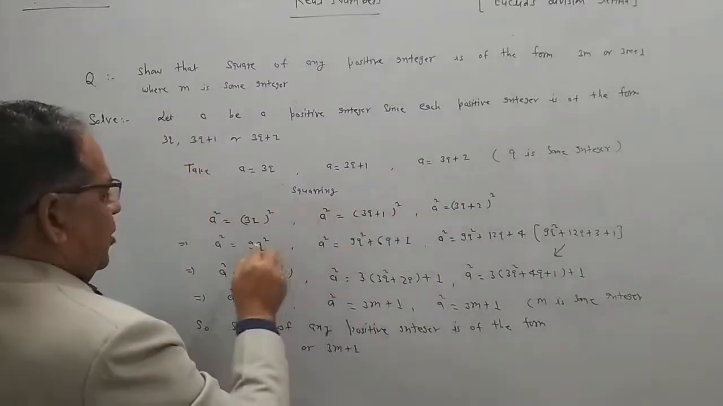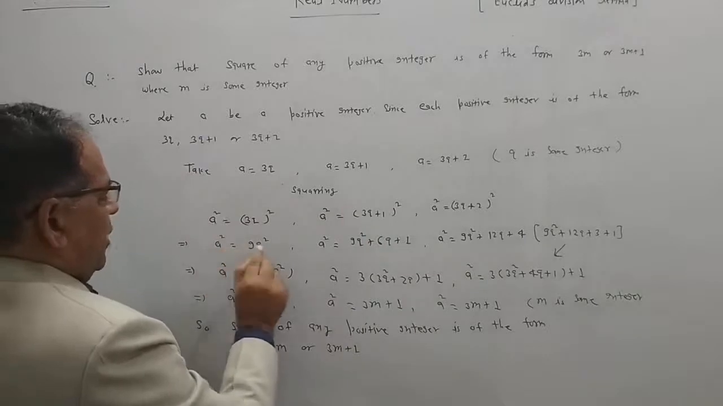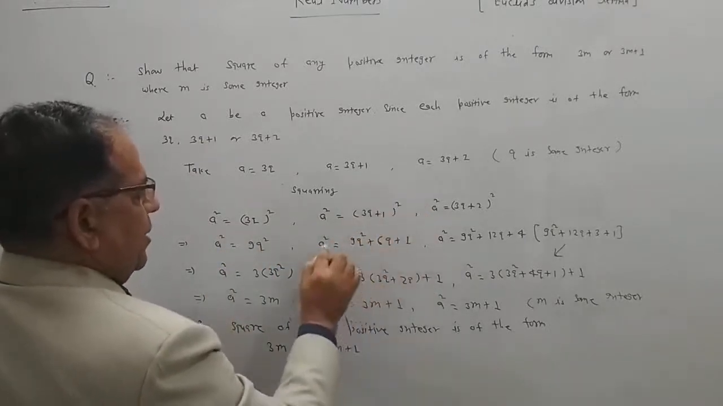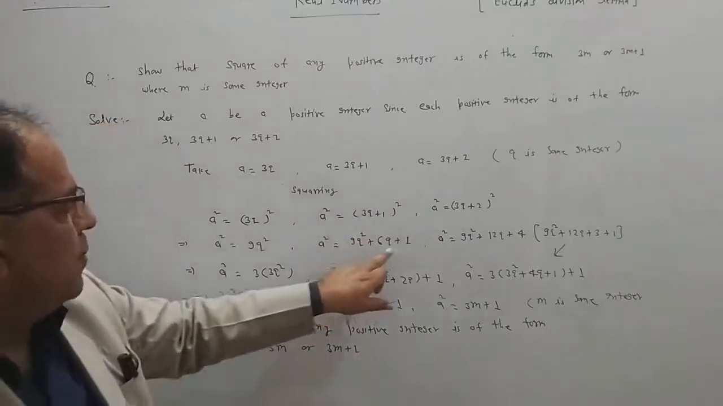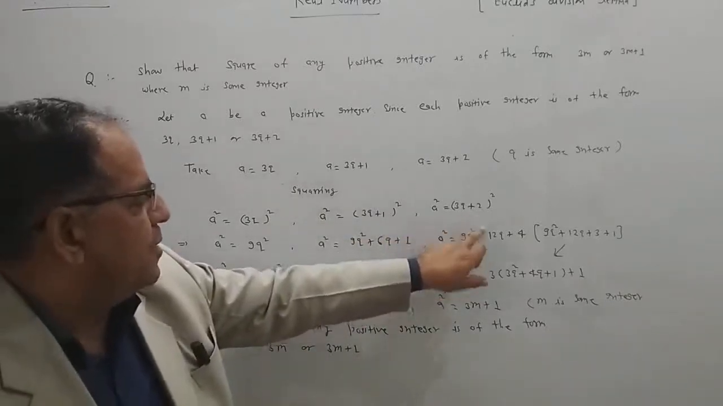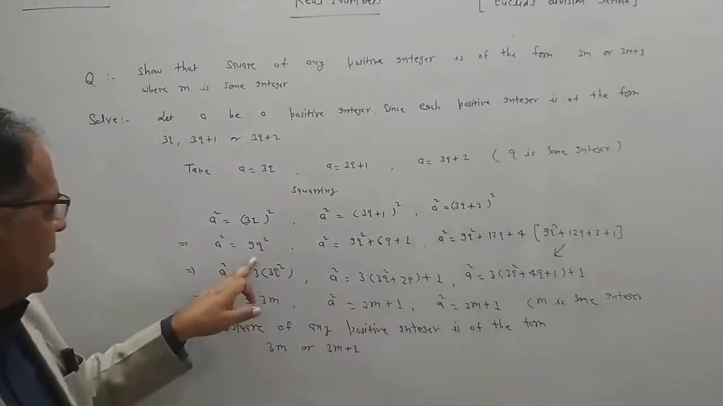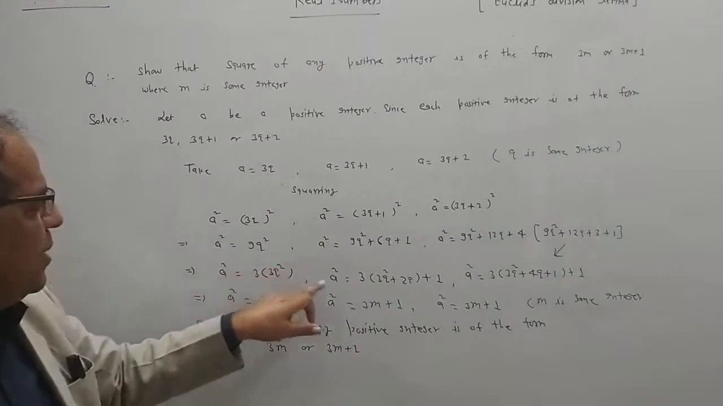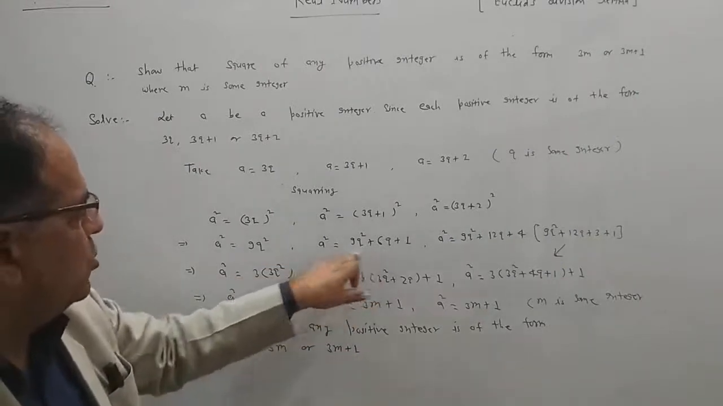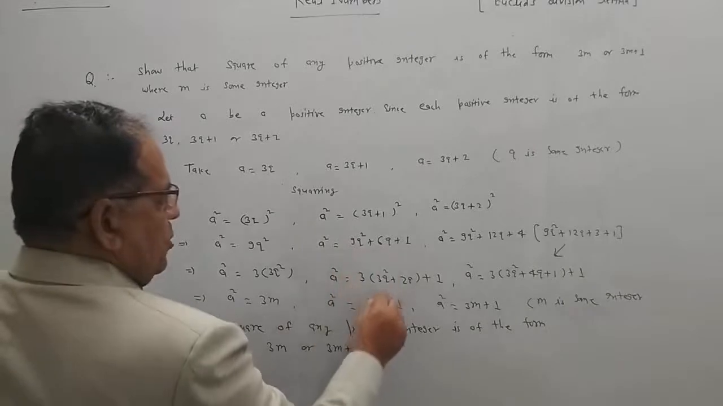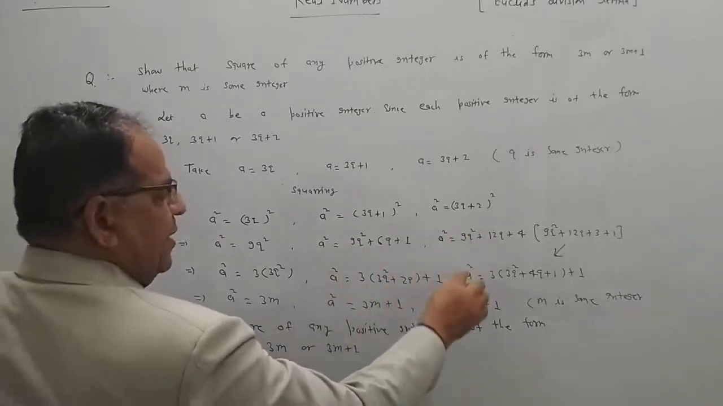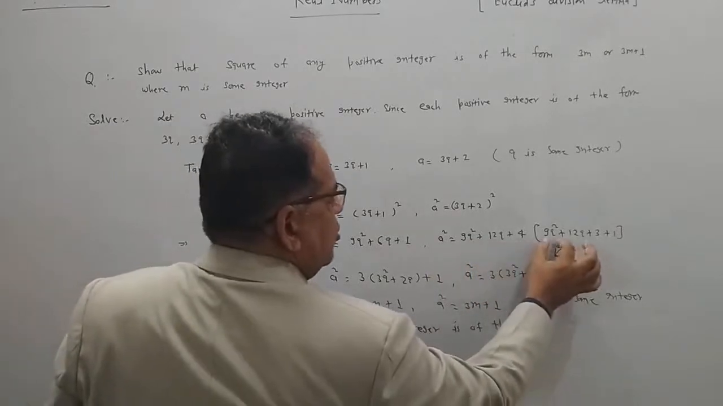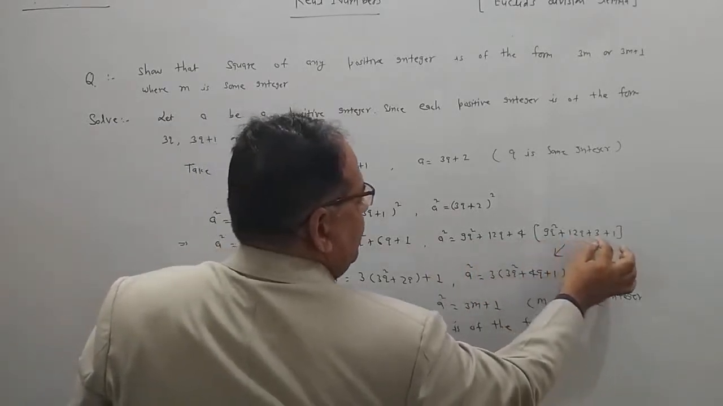After expressing using the identities, a square equal to 9q square. Here we use the identity a plus b whole square equal to a square plus 2ab plus b square. So a square equal to 9q square plus 6q plus 1. Similarly, the other can be expanded. Now in the next step, this can be written as a square equal to 3 into 3q square. Then take common from these two terms: 3q square plus 2q, with 1 outside. Again 9q square plus 12q plus 4 can be expressed as 9q square plus 12q plus 3 plus 1.